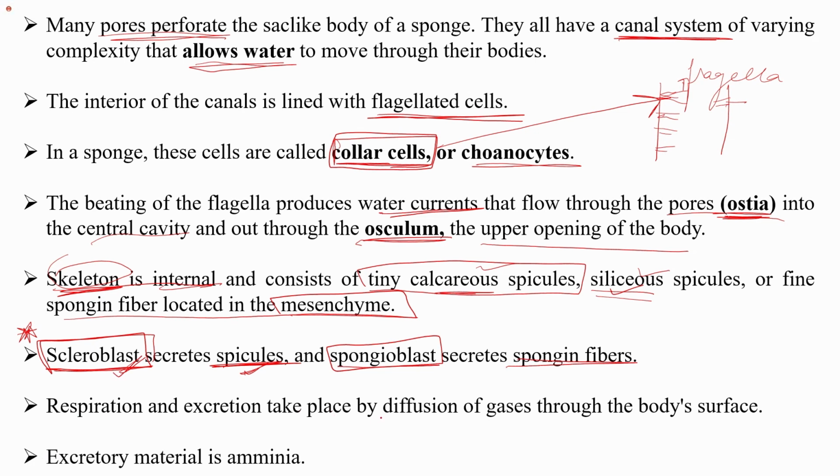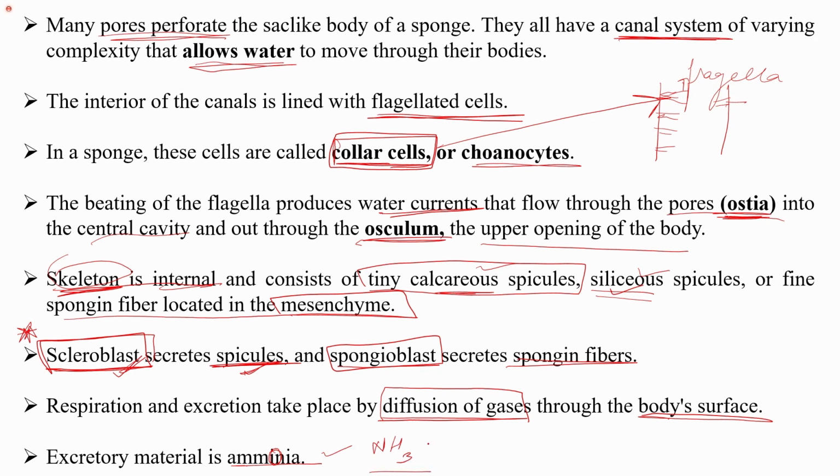Respiration and excretion take place by the diffusion of gases. There is no organ system. There is no well-defined respiratory or excretory system. Therefore, it takes place by the process of diffusion through the surface of the body. Respiration and excretion take place by diffusion, and the excretory material is ammonia. Sorry for the mistake here, it's ammonia. Right? So the excretory material is ammonia.